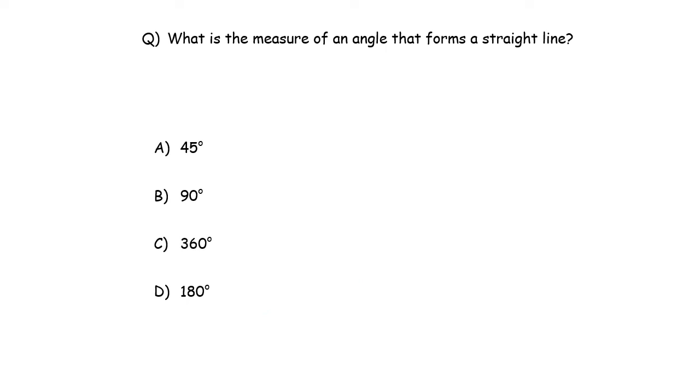Similarly, the next question is, what is the measure of an angle that forms a straight line? So a straight line is like this. If you have one ray this side, one ray this side, making a straight line like this, then this angle is how much? You remember that is 180 degrees. So straight angle is 180 degrees. So this is my answer, because 45 degree is an acute angle, 90 degree is a right angle, 360 degree is a complete angle. We have discussed all that already. So a straight line is 180 degrees.